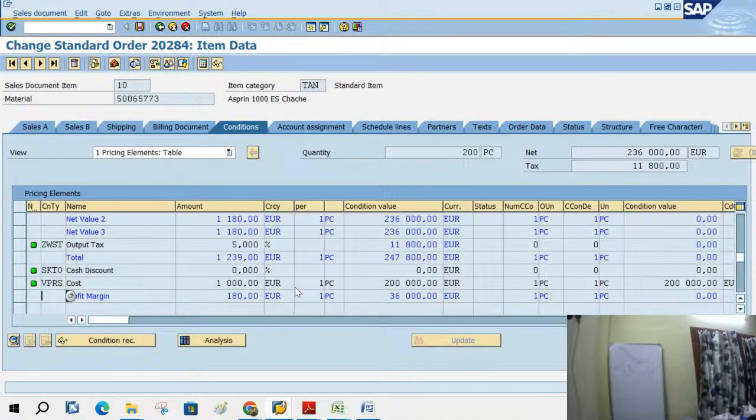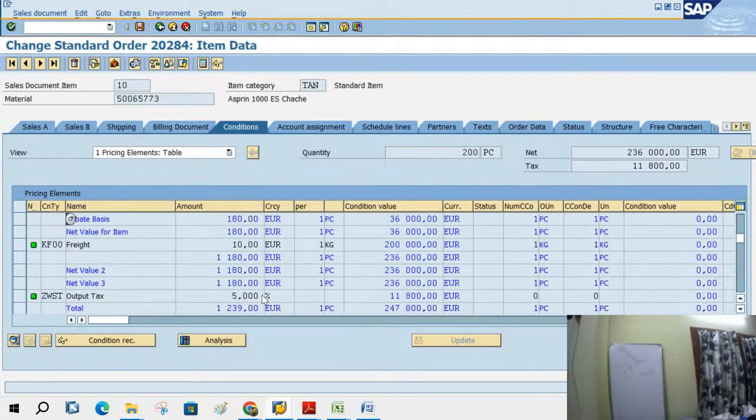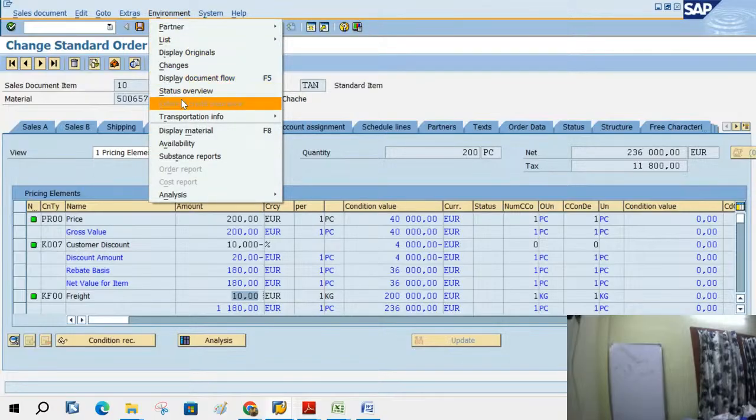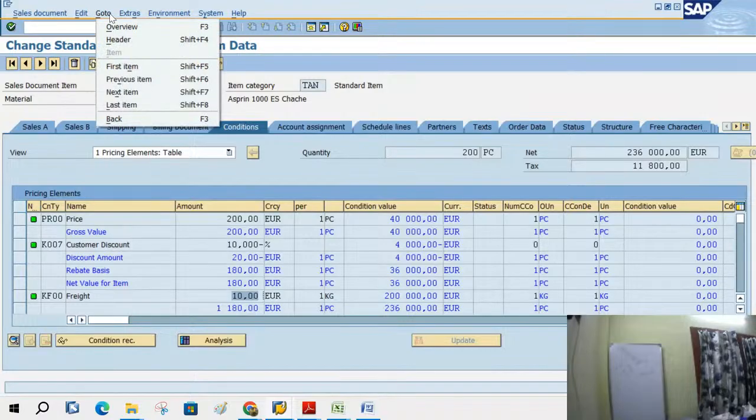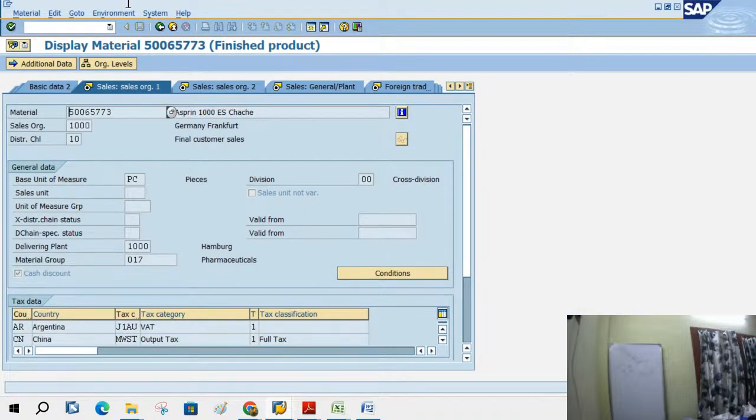So what is the loss you are making per piece? Correct? Then what has happened? You are a great lady, a very good businesswoman. You sold the piece at 200 euros, but you said the transport bill is going to be 10 euros per kg. Correct? What is the transport bill you have put? What is the transport bill you have said?